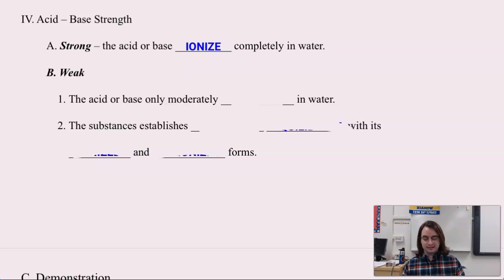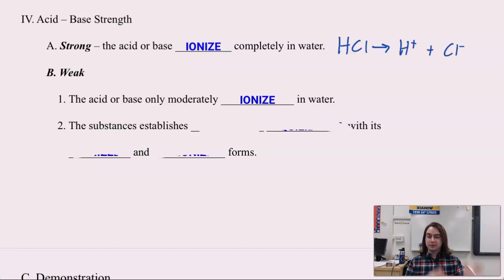And then we have a weak acid or base. These acids or bases only moderately ionize in water. So let's draw really quickly a chemical reaction that shows the difference. Let's say, for example, I have HCl again. Before, I drew just one arrow; it wasn't an equilibrium expression. That's because HCl is a strong acid and it dissociates completely into H+ and Cl-. There's no more HCl left in solution.